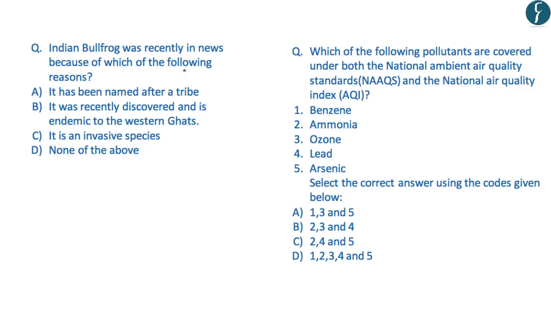First question reads, Indian bullfrog was recently in news because of which of the following reasons? The first statement reads, it has been named after a tribe, which is wrong because a frog has been recently discovered in Western Ghats and has been named after the Kuruchia tribes, and this is not the Indian bullfrog. The second statement reads, it was recently discovered and is endemic to Western Ghats, which is also incorrect. The third statement is correct that it is an invasive species.